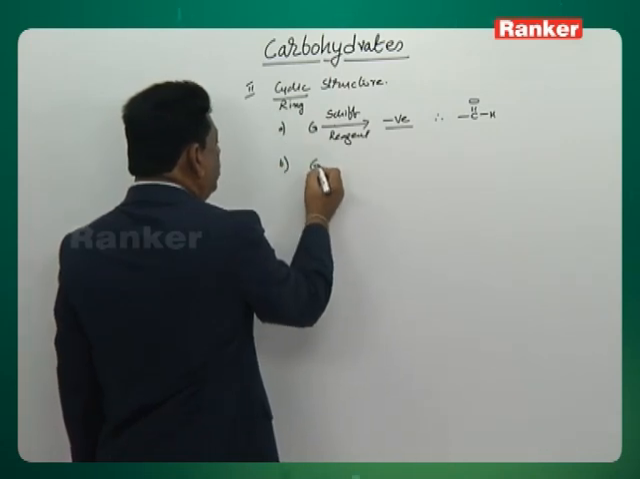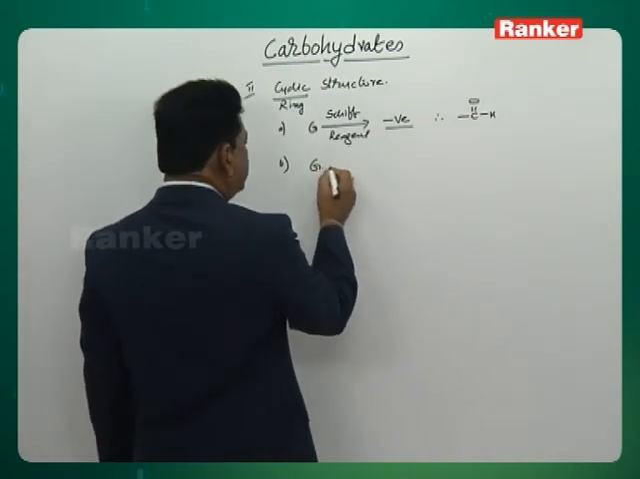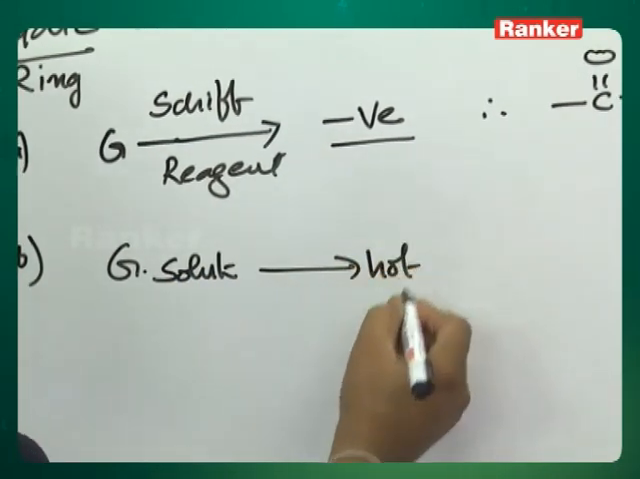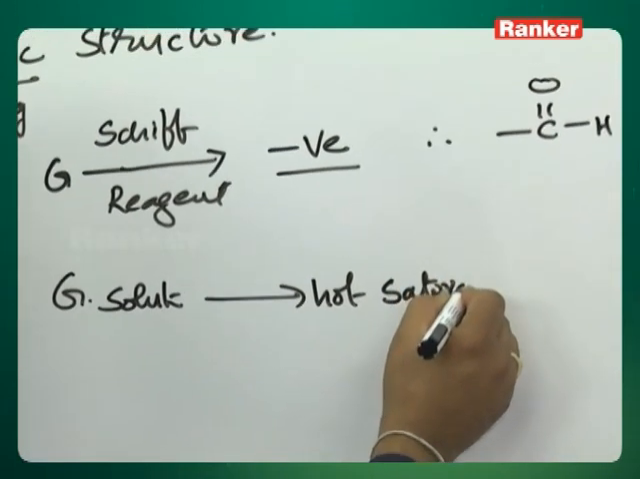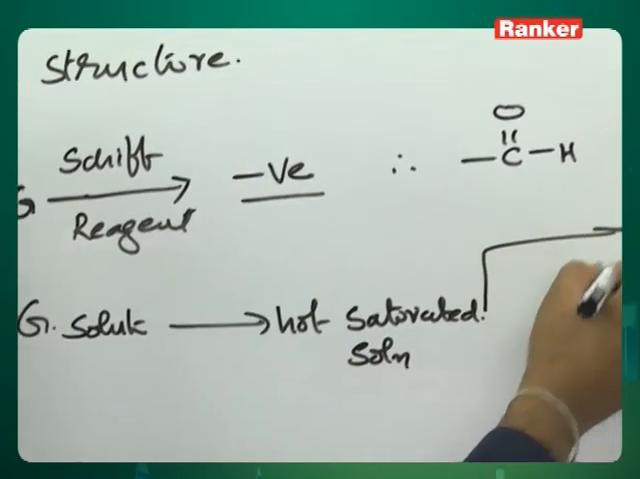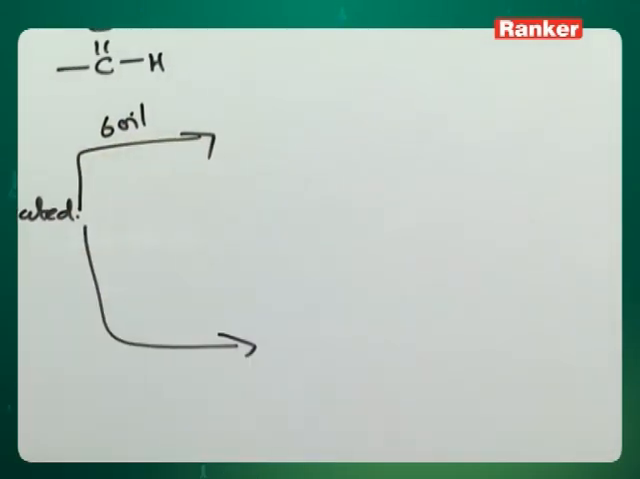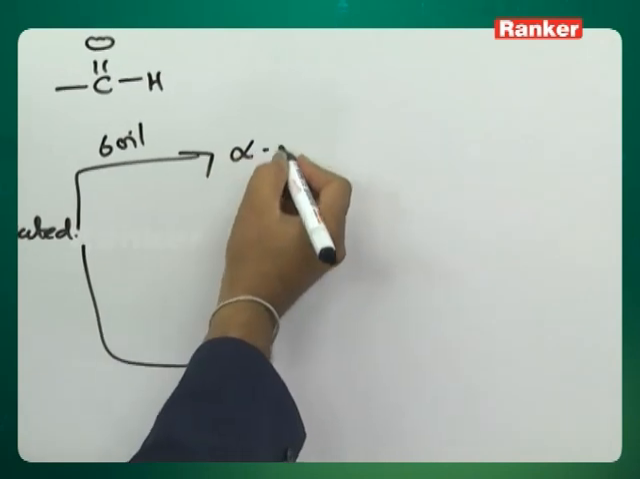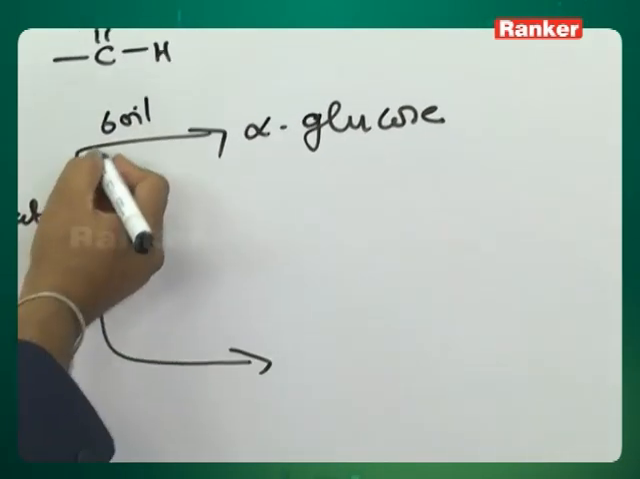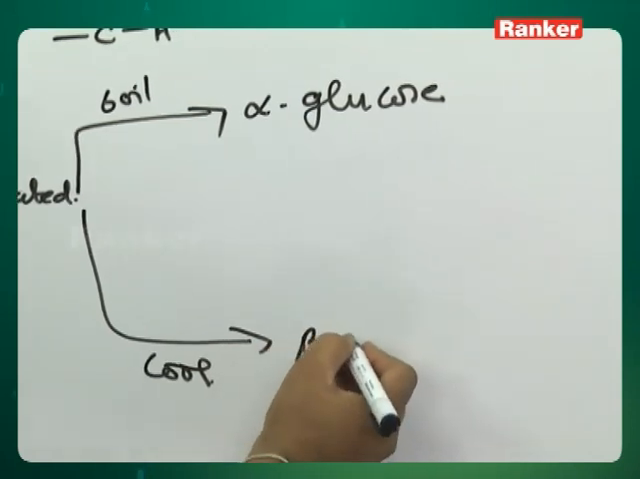Second point, glucose shows some specific observation. When you take a freshly prepared glucose solution and convert it into a hot saturated solution, you can convert this into crystals in 2 different ways. One is to go on boiling it. At hot condition, crystals are formed, named alpha glucose crystals. The other one is instead of boiling, you just cool it, and then you get crystals of another glucose called beta glucose.